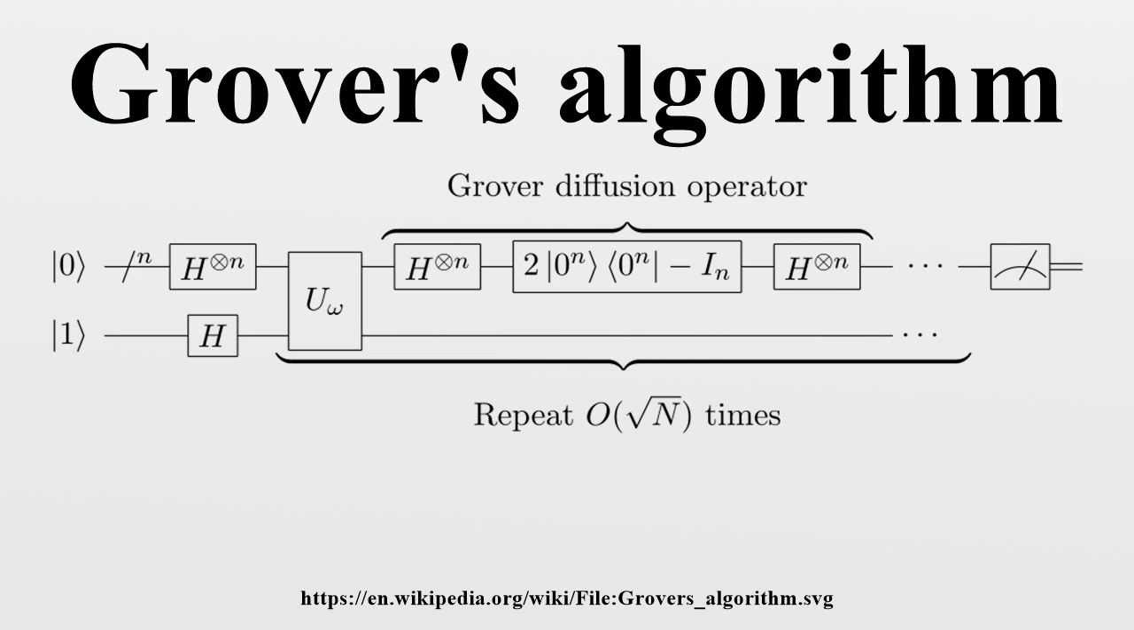Extension to space with multiple targets. If, instead of one matching entry, there are k matching entries, the same algorithm works, but the number of iterations must be pi/4 times the square root of n/k instead of pi/4 times the square root of n. There are several ways to handle the case if k is unknown. For example, one could run Grover's algorithm several times, with varying numbers of iterations. For any k, one of the iterations will find a matching entry with a sufficiently high probability. The total number of iterations is at most a constant times the square root of n, which is still O of the square root of n.